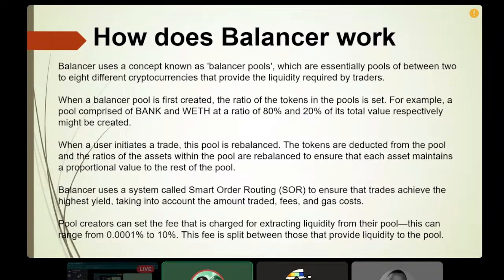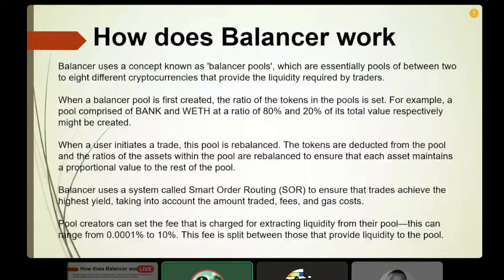So there are other different ratios for different cryptocurrencies. But for this session, we're just looking at bank on balancer, and a common pair used by BanklessDAO is bank and wrapped Ethereum. Balancer uses a system called smart order routing to ensure that traders achieve the best price, considering the fees, gas cost, and all of that.